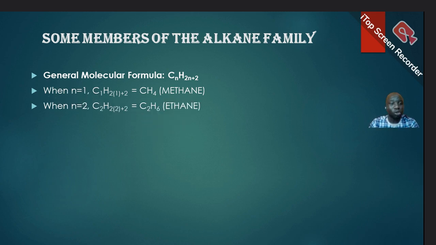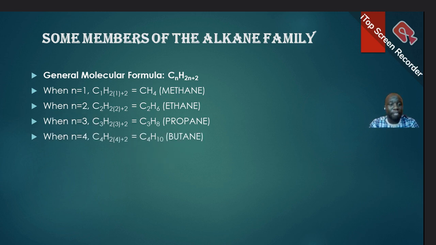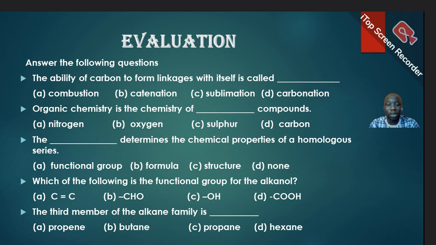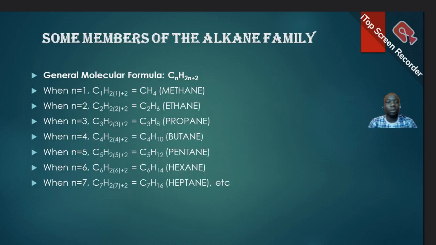When n is 2, we put 2 into the general molecular formula, we have C2H6, and that's ethane. Then n is 3, that is C3H8, propane. n is 4, C4H10, butane. n is 5, that's C5H12, pentane. n is 6 will be hexane, C6H14. n is 7 will be C7H16, that's heptane, and so on. I believe we get that.